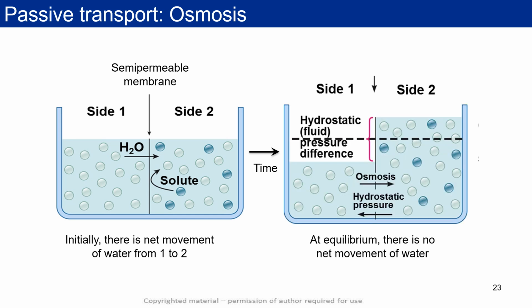At equilibrium, there is no net movement of water, and we see that side 2 has a greater volume than side 1 now. Hydrostatic pressure, or the pressure water puts on the walls of its container, opposes osmosis. Osmotic pressure is the pressure required to stop the osmotic flow, and osmotic pressure is proportional to the concentration of non-penetrating solutes. The greater the solute difference between the two sides, the greater the osmotic pressure and the greater the driving force to move water.